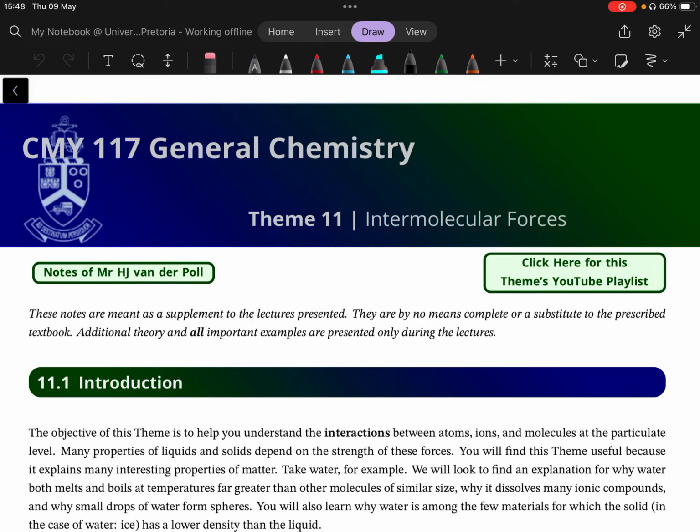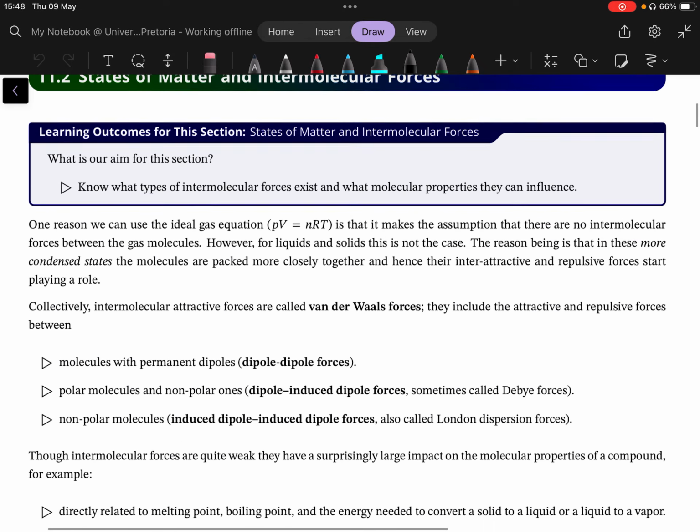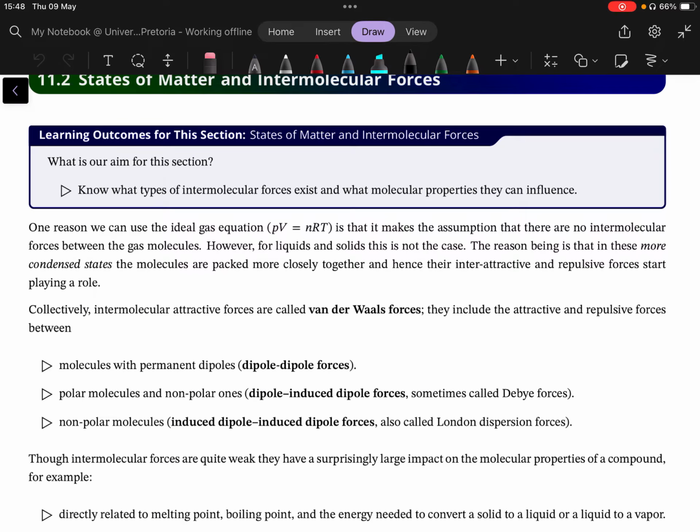Right, so let's quickly look at the idea of intermolecular forces. I'm going to try and look at the entire theme in one go: what intermolecular forces are, how we classify them, and why they are important. The main idea is that all of them are called van der Waals forces, meaning how molecules interact with one another. These interactions can, of course, be attractive or repulsive.